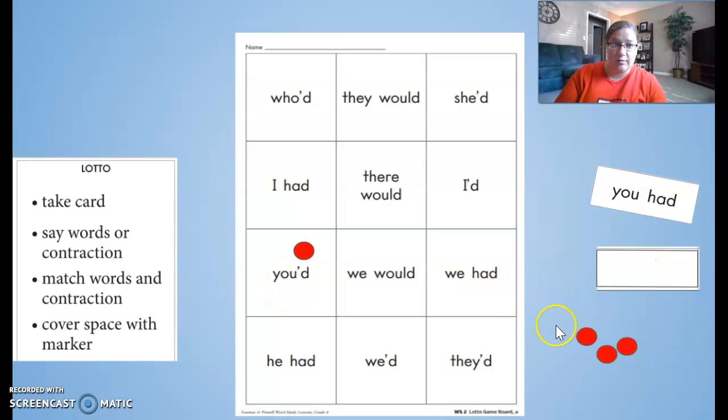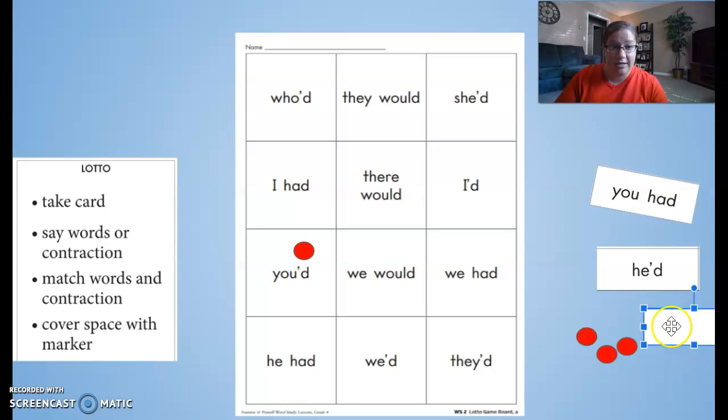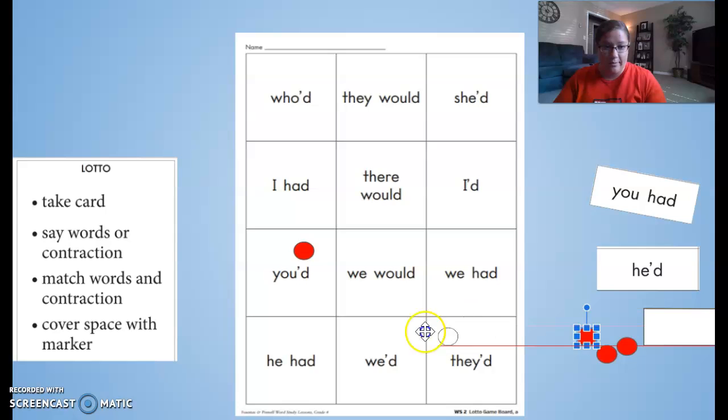I'm going to do another one just to show you. The next word ended up being a contraction. It's he'd. What two words do we know combine to create the word he'd? If you said he had, that is correct. So grab one of your markers and cover up that spot on your board.